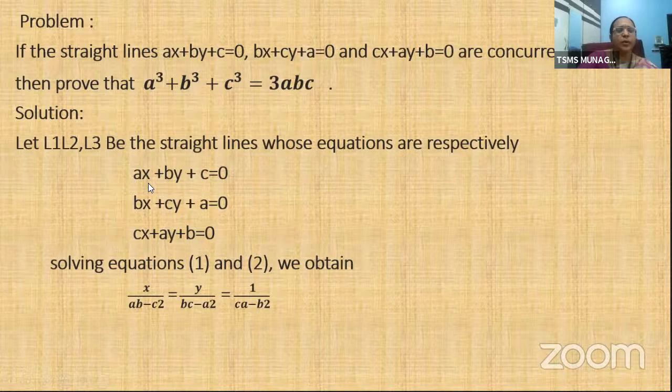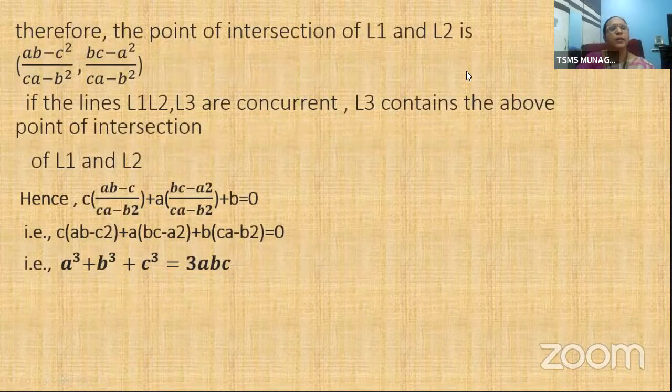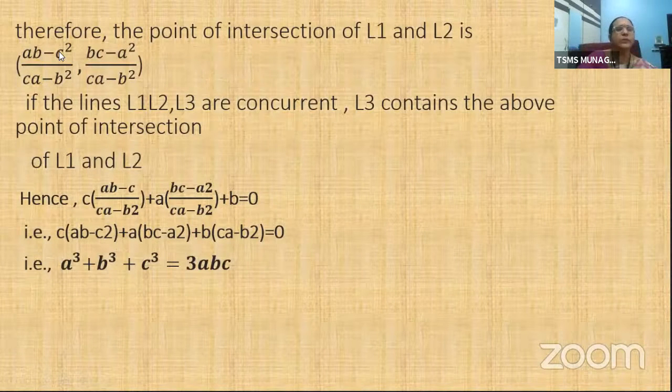Now you can use the cross product method here. See, this is AB minus C square by y into BC minus A square. Then again AC minus B square. So on substitution, you will get the point of intersection of L1 and L2: BC minus A square by CA minus B square, and AB minus C square by CA minus B square.